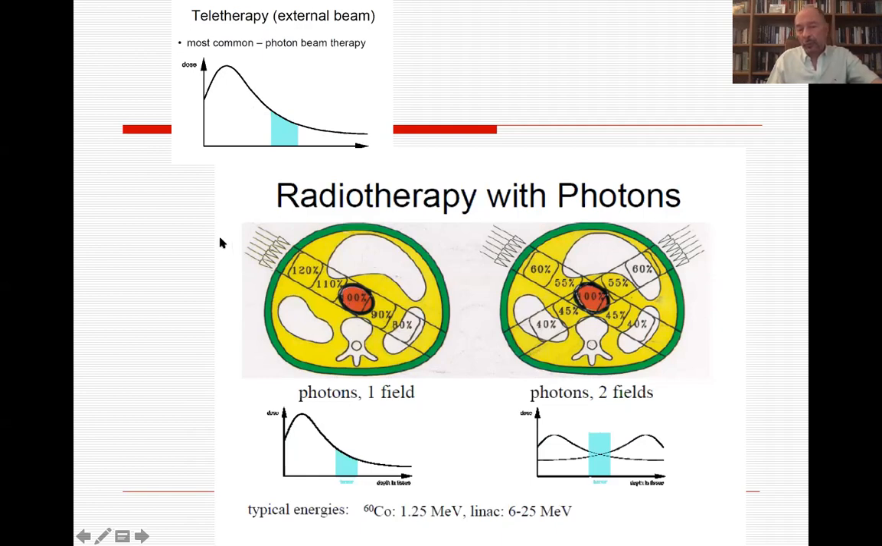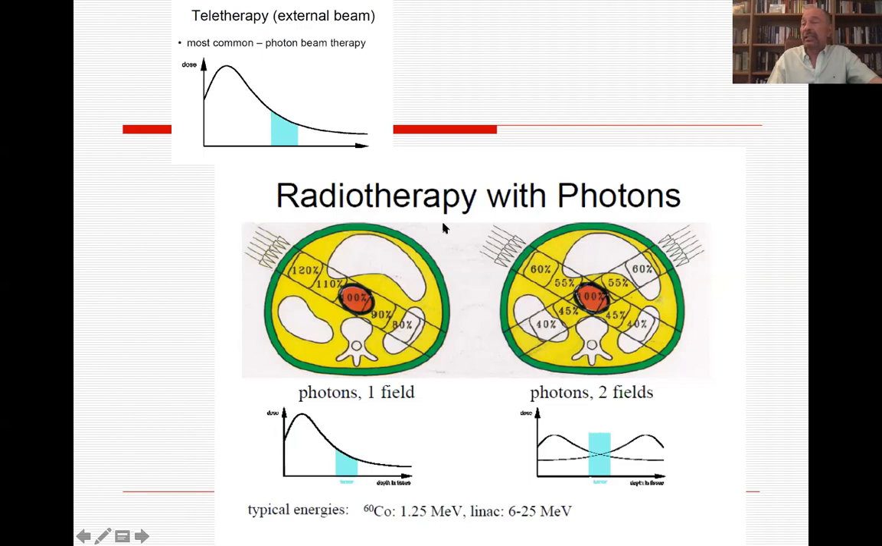Now, if you want to shoot a beam in this direction and you want to give 100% of the dose, a given dose, say 2 gray to the tumor, 120% of the dose will be here, 110% here, and moreover, you have also those on the other side, 90%, 80%, and so on. So what is the trick? The trick is to use many fields.